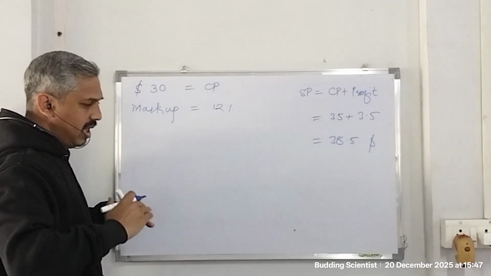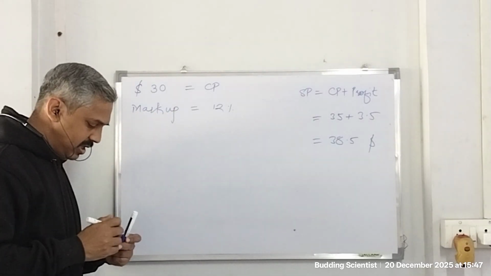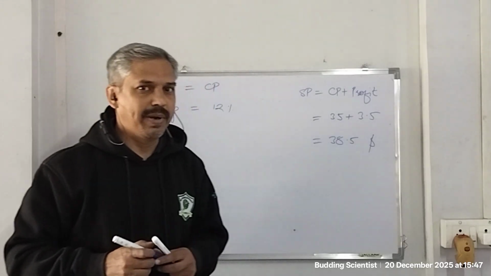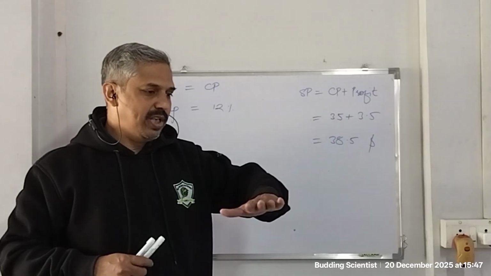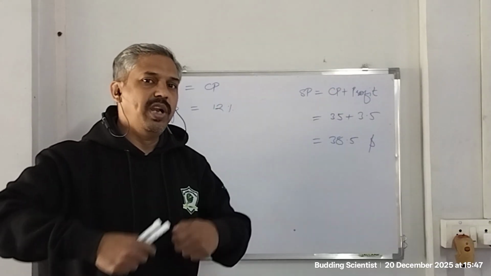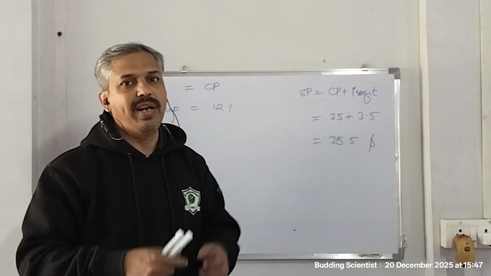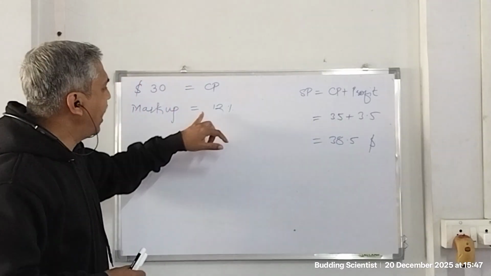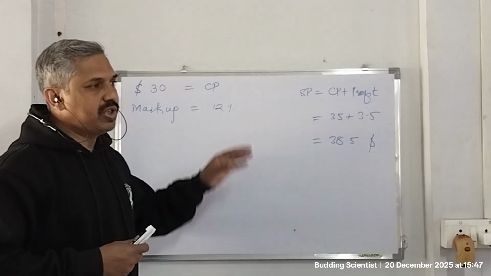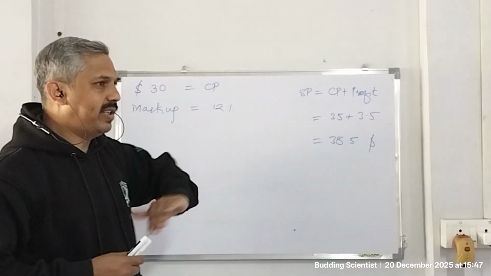Markup is the upgraded price, in the sense that you bought it at a certain price, but now you decided that the price will not be this, but the price will be something else, and you relabel it. You put a new price tag on it, and the price tag has changed. So this is called a markup. So it is at 12%.